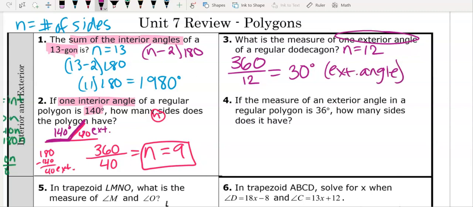All right. Number 4, if the measure of an exterior angle in a regular polygon is 36 degrees, so this is one exterior angle, how many sides does it have? So again, we're looking for n. So if the exterior angle is 36, we can say 360 divided by 36. And that'll give us n, which is 10.